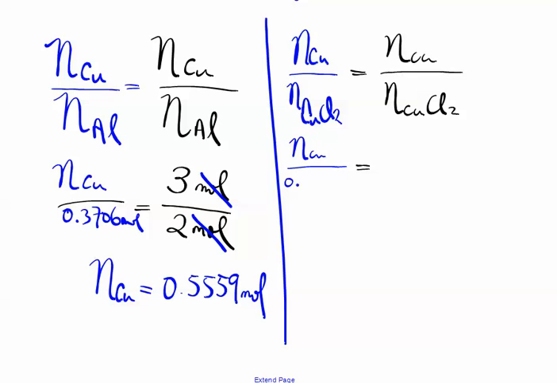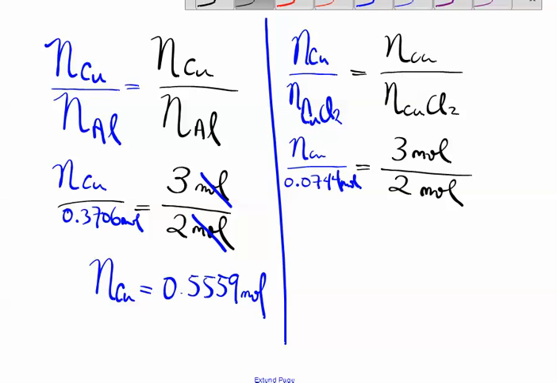Okay, 0.0744 moles. And again, of course, that 3:2 ratio stays the same. So 0.0744 times 3 divided by 2.